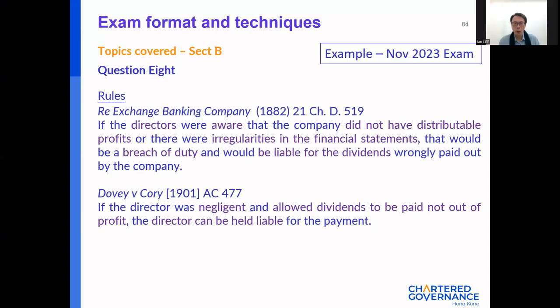So if the directors knowingly pay out dividends even though it's not from distributable profits, or if there are irregularities in the financial statements, number one, there will be a breach of director's duty, and number two, of course, the directors may be liable for the dividends. So the money must come back. It's either from the shareholders, but if you cannot get it all back from the shareholders, then you can actually get it from the directors if it falls into this situation. If the director was negligent and allowed dividends to be paid not out of profit, the director can be held liable for the payment. So you can see they can actually go after the directors.